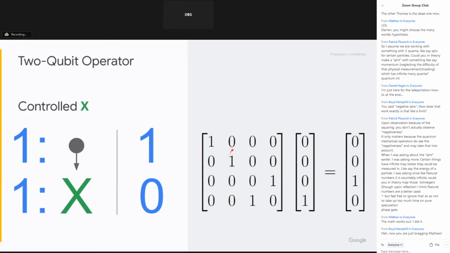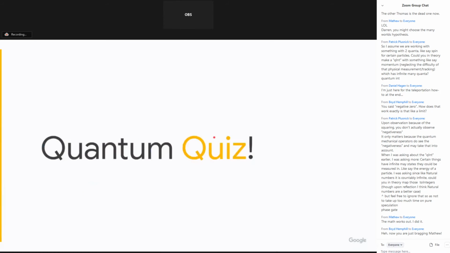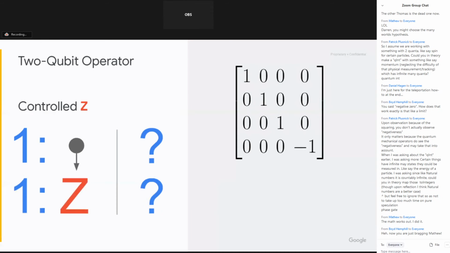We've got 2 qubit gates going. And this is really all we're going to need to do all of our work at this point. But just to make sure we're following along, we're going to do a quantum quiz. We're going to see what this gate does. So I'm giving you a matrix, and I'm showing you what this looks like graphically. Looks a lot like the controlled X, but now it's the controlled Z.